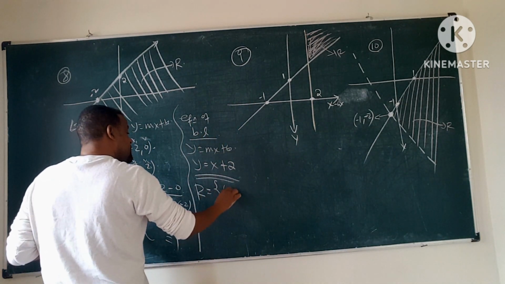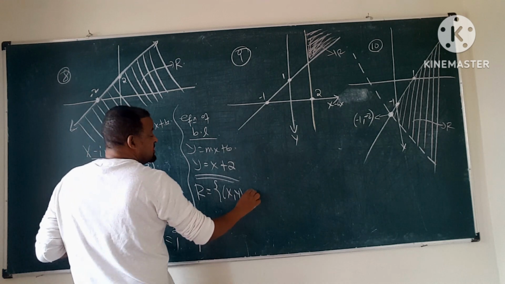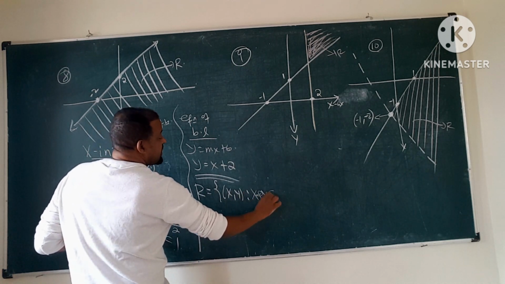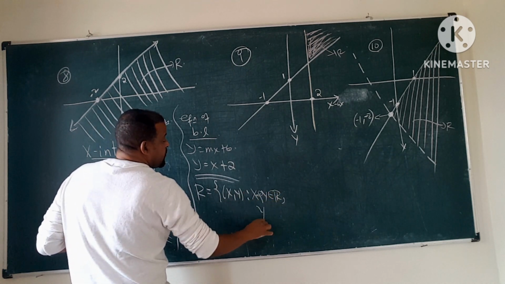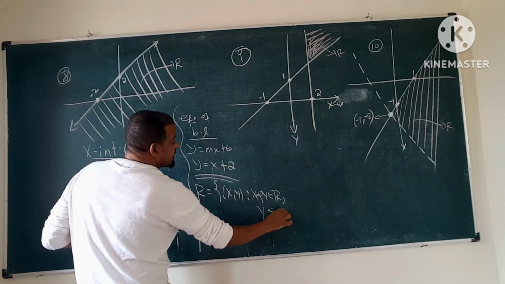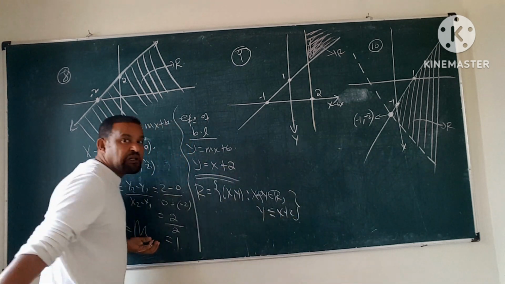So what is our relation? Our relation is the set of all ordered pairs (x, y) such that x and y come from the set of real numbers and y is less than or equal to x plus 2.